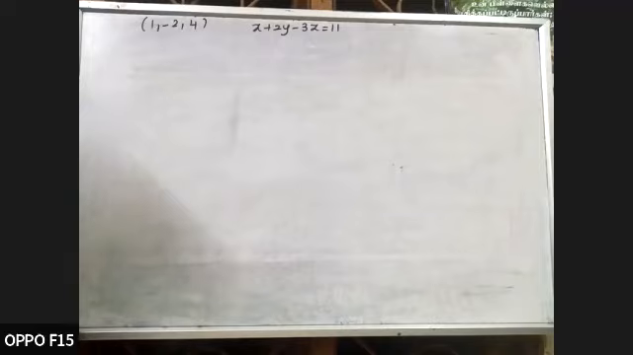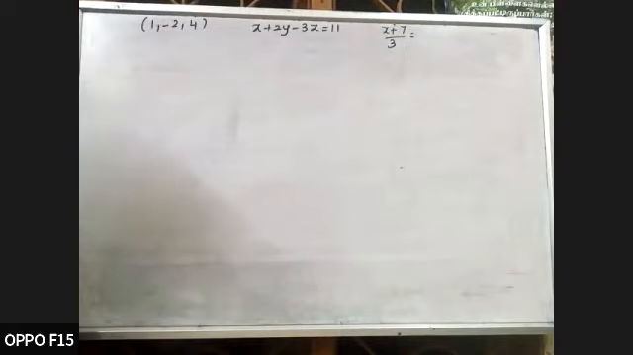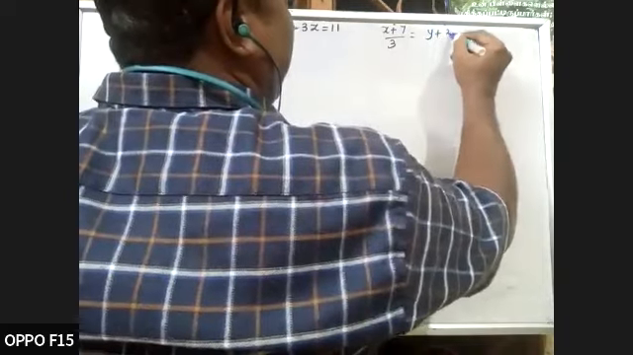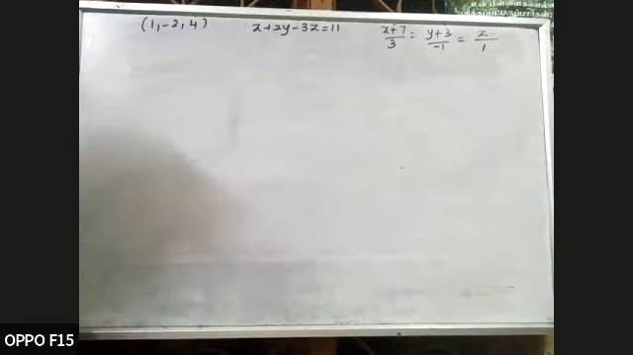and parallel to the line x plus 7 by 3 equals to y plus 3 divided by minus 1 is equals to z divided by 1. So please listen. Find the vector equation and Cartesian equation of the plane passing through the point 1, minus 2, 4 and perpendicular to the plane x plus 2y minus 3z equals to 11 and parallel to the line x plus 7 by 3 equals to y plus 3 divided by minus 1 equals to z by 1.